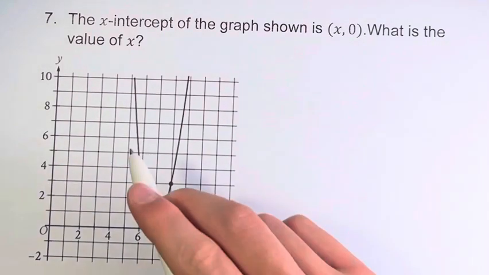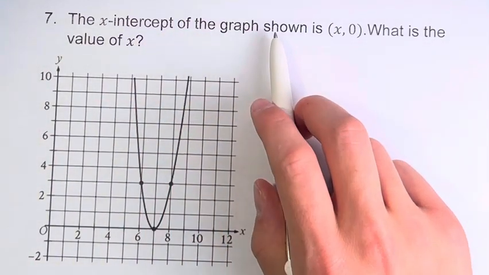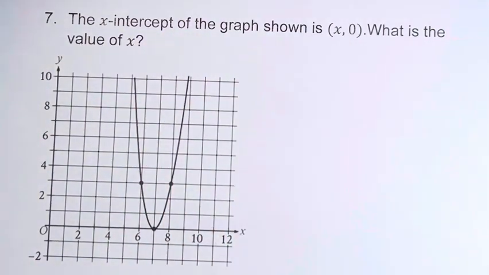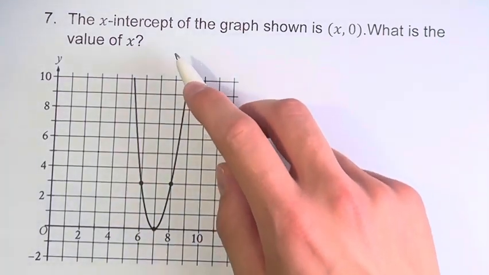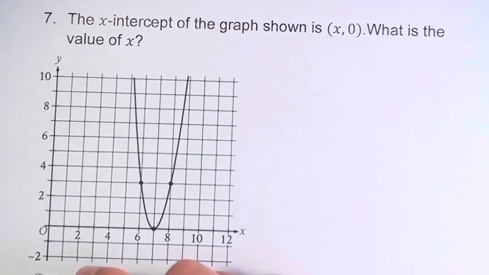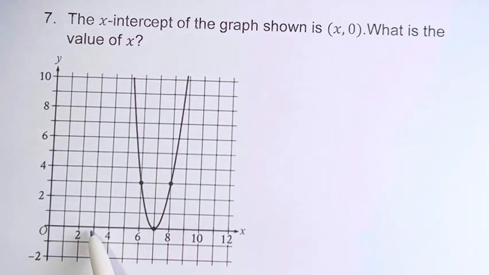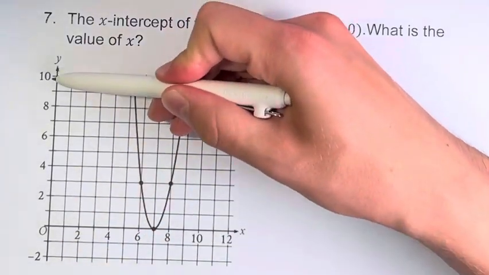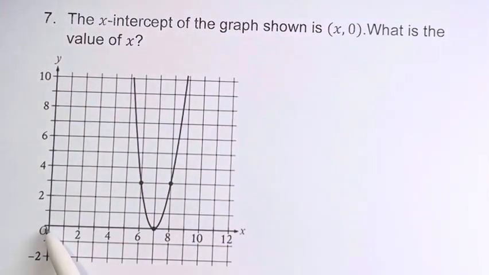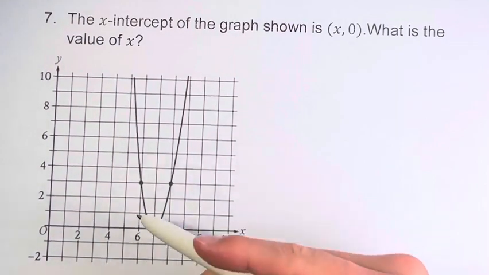In this problem, we're told that the x-intercept of the graph shown is (x, 0), and we're asked what is the value of x. So the x-intercept of the graph is where the curve intersects the x-axis. This line right here, we can see that this happens at this point, right? We have some x value, and the y value, the value represented on this axis, is right here, which is 0.